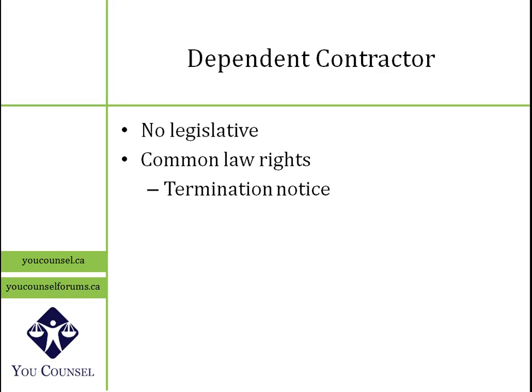Jumping on to dependent contractor. Dependent contractor is sort of a category between the employee and the independent contractor. So what kind of rights and obligations does a dependent contractor have? Well, again, the dependent contractor has no legislative rights. So no rights under the Employment Standards Act, no WSIB. With respect to common law rights, now here's where it gets interesting. A dependent contractor may be entitled to certain common law rights, and in the case of termination notice or severance, a dependent contractor may be entitled to that.